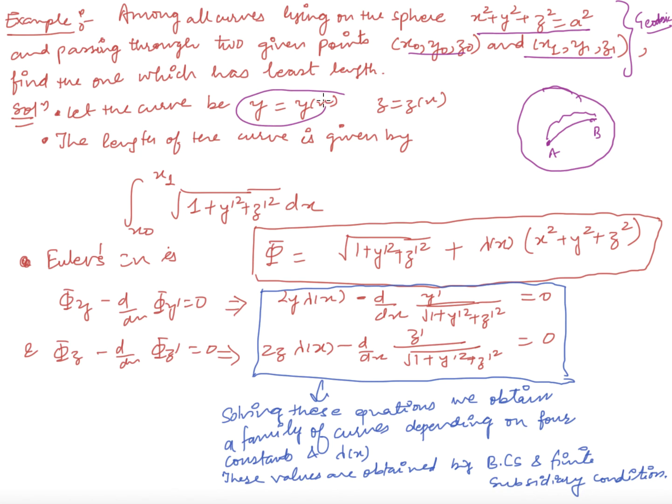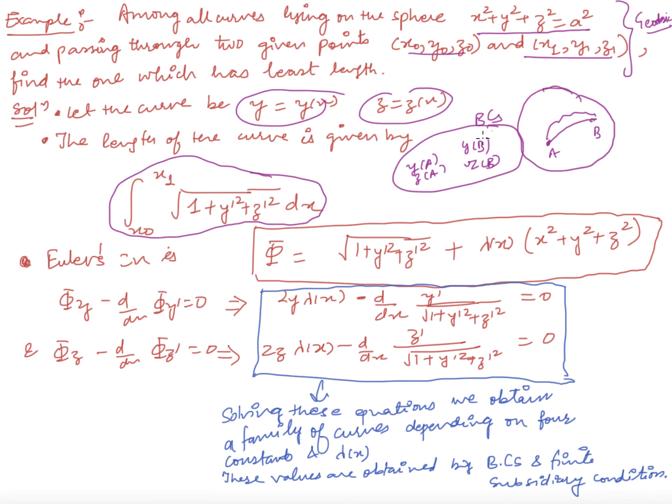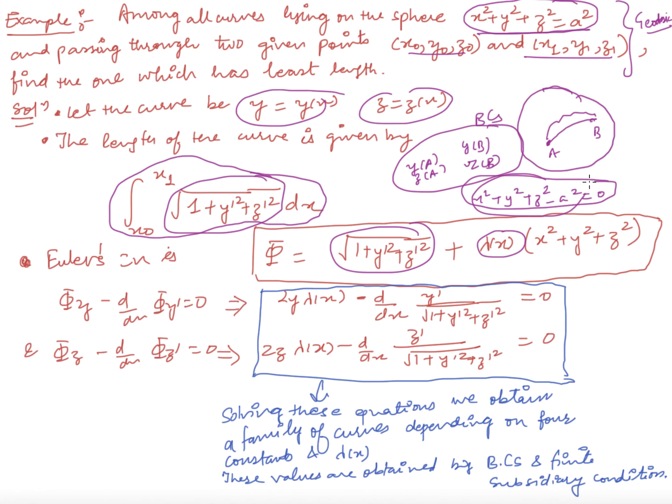So let the curve be this. Then we have to minimize this, the formula of the length, subject to the boundary conditions. So you are given y at a, z at a, y at b, z at b. These are the boundary conditions you are given, and you want this condition to be satisfied: x square plus y square plus z square minus a square is equal to 0, right? So your phi will be this thing plus lambda x times this thing. It's up to you whether you write minus a square or not, because you have to find the derivative anyway, so minus a square will not play any role. I am writing it as x square plus y square plus z square, but of course you can write it with minus a square.